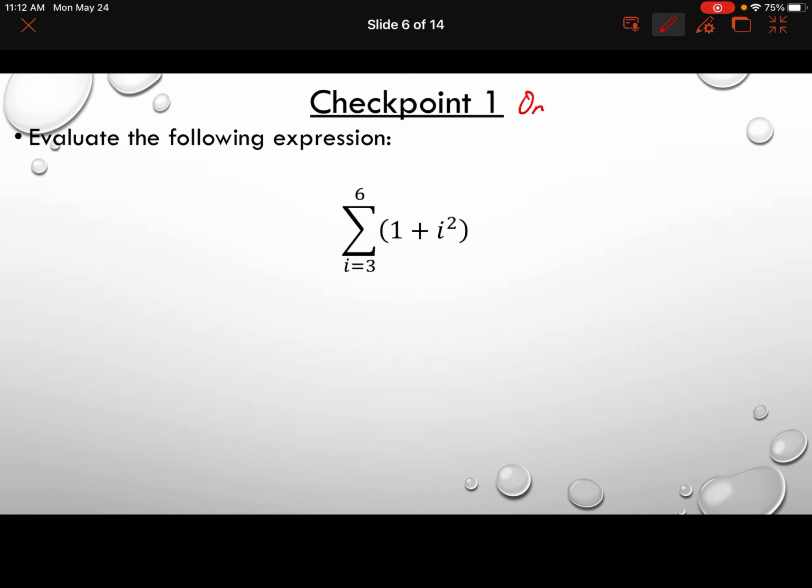So this first checkpoint is going to be your first on your own problem. You're basically just doing what we did in the previous example. This time, though, you're starting at 3, as you can see. You're starting at 3, so that's the first number you plug in for i, and then 4, then 5, and then finally 6 would be the last number you plug in for i. And then, like I said, you're adding up all these when all is said and done. So that's your first on your own problem.